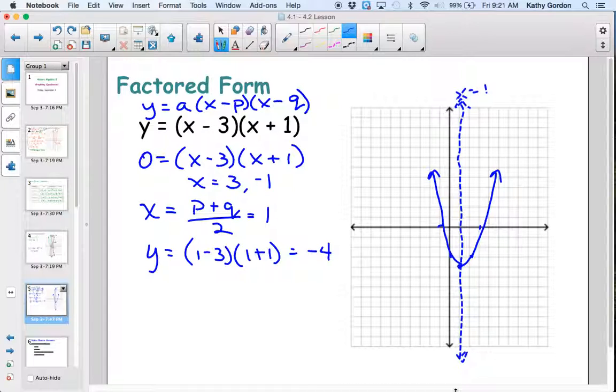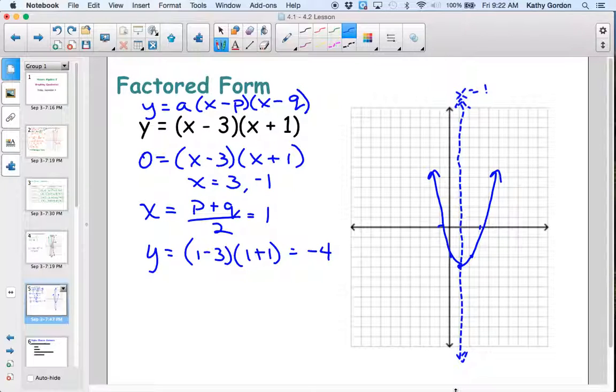So, factored form, it's really easy to find what? X-intercepts. The other two forms, it's not easy to find x-intercepts. And really from standard form, the only way you can find x-intercepts is if you factor it first. From vertex form, yeah, you might as well just give up. It's just not easy to find x-intercepts from vertex form.